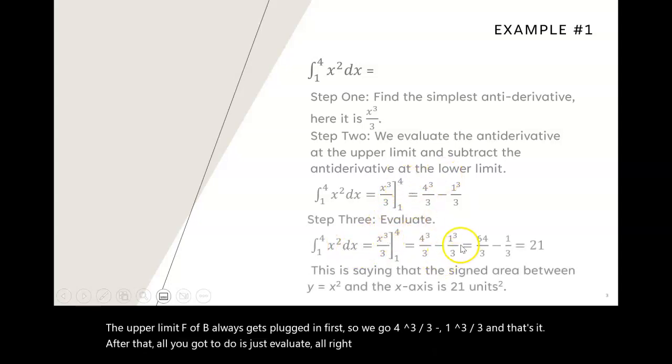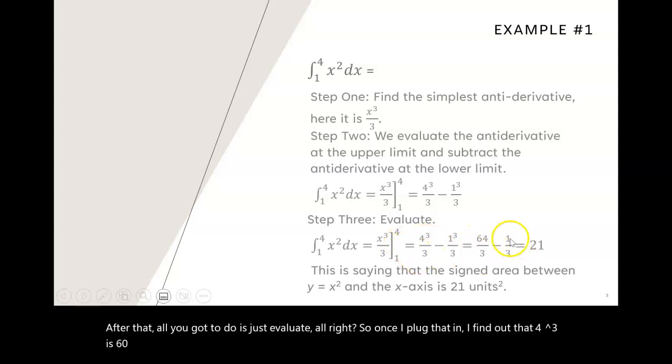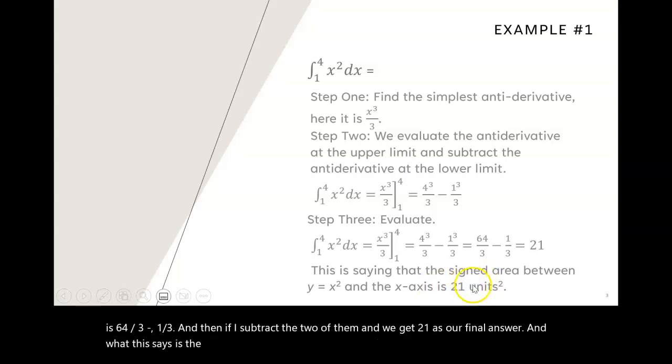Right, so once I plug that in, I find out that 4 cubed is 64, divided by 3, minus 1/3. And then if I subtract the two of them, we get 21 as our final answer. And what this says is the area, the signed area in particular, between y equals x squared and the x-axis is 21 units squared.